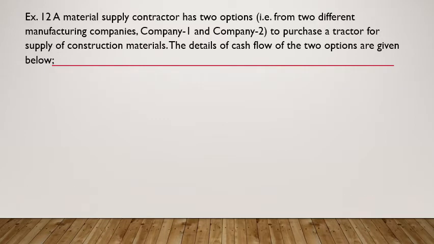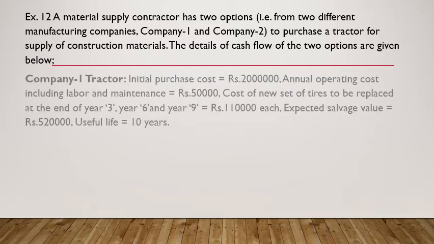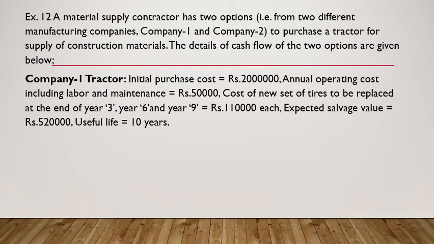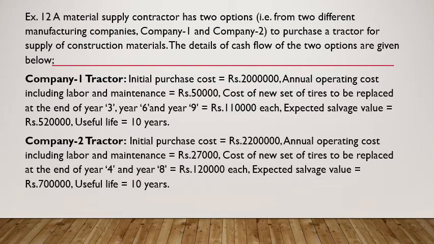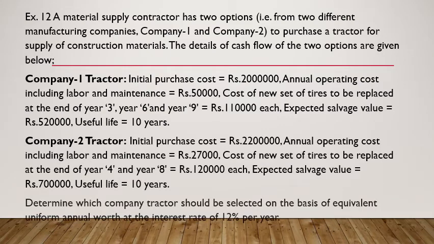Let us take the second example. Material supply contractor has 2 options, company 1, company 2, to purchase a tractor for the construction material. Let us see the cost details of company 1, company 2, and what is required. We have to select the best company tractor at I is equal to 12%.